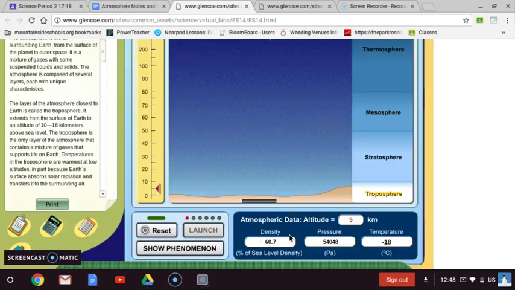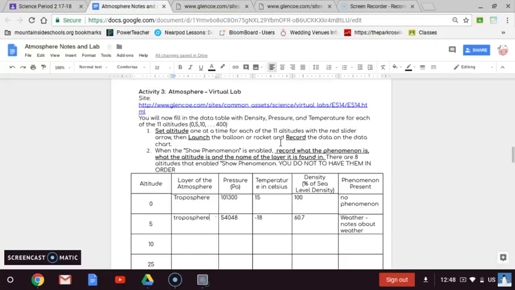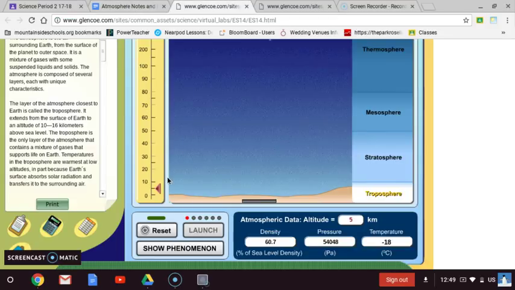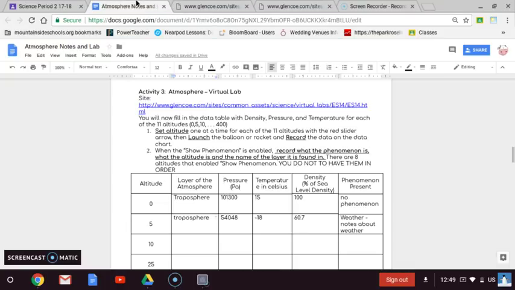So I recorded density of 60.7, a pressure of 54,048, and a temperature of negative 18 degrees Celsius. So I did that. I have a density of 60.7, a temperature of negative 18 degrees Celsius, and a pressure of 54,048. So I now just have to figure out what layer I'm in. So if I go here, I'll take that line and I'll go all the way across. And what I'll notice is that I am still in the troposphere. So I would go back and I would fill in troposphere.